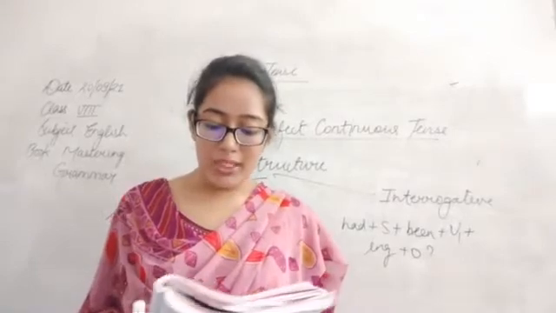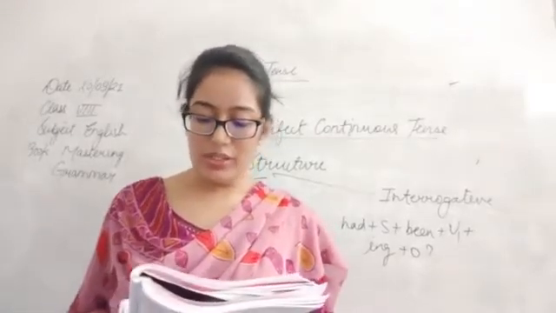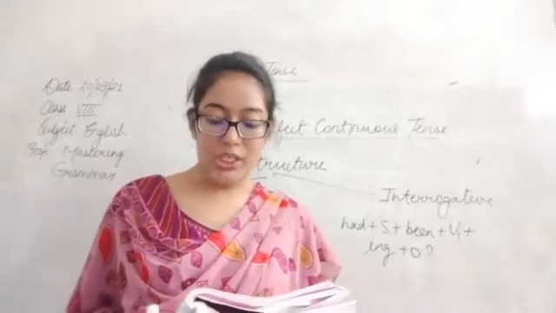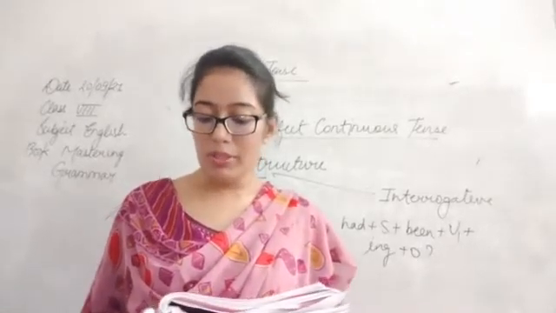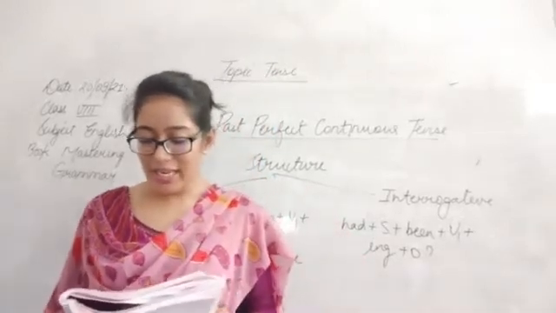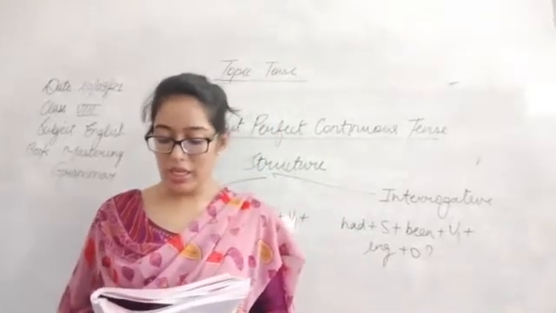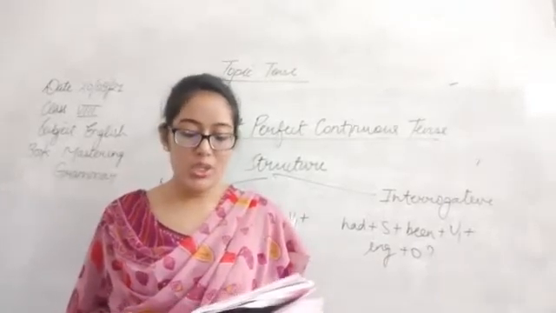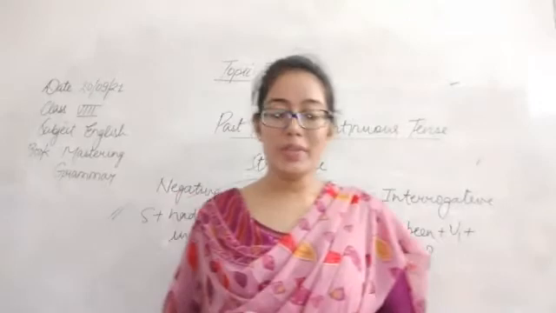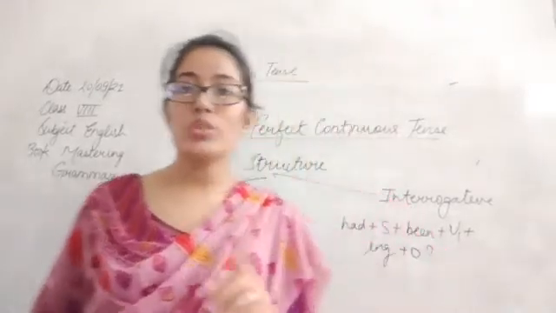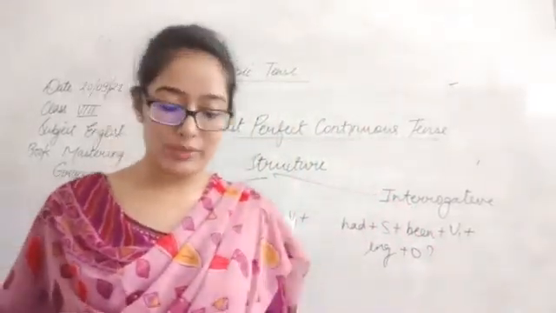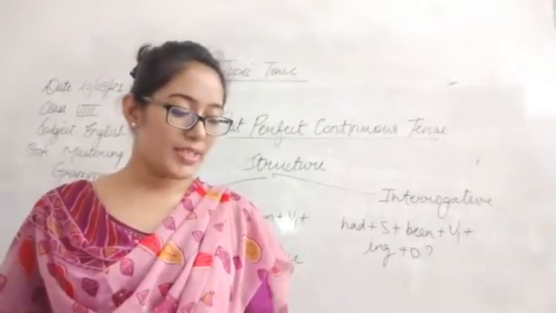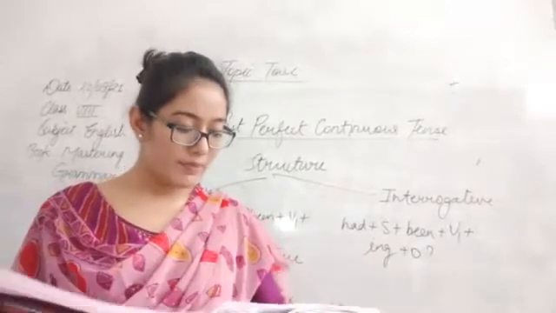Now examples. Had you been playing in the ground before it started raining? He had not been playing well since a year. She had been meeting all the people before she contested the election. Had he been arranging for a get-together before he changed his plan? So beta, in all these, what is being used? Had been plus verb first form ing. Okay. Now for the exercises, you have to complete them by yourself.